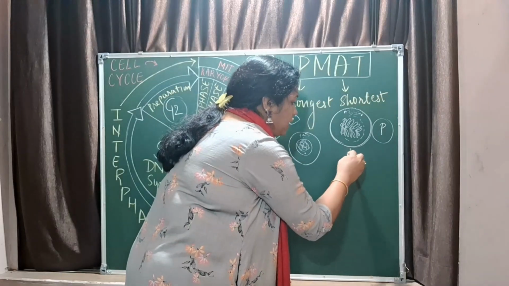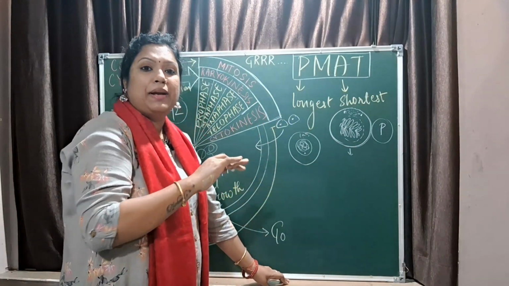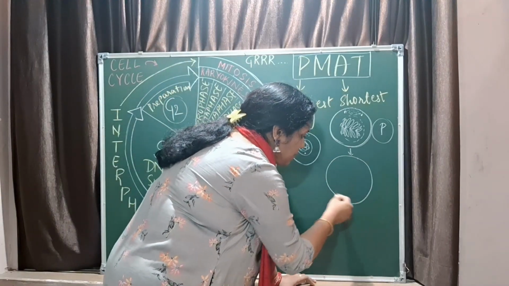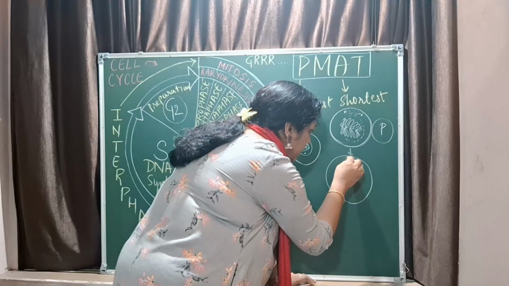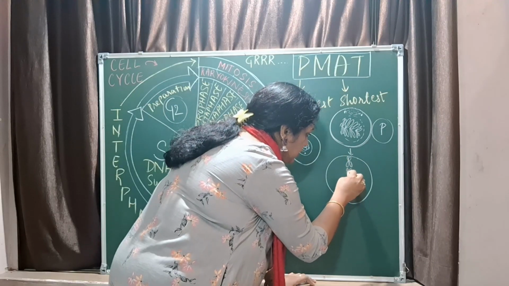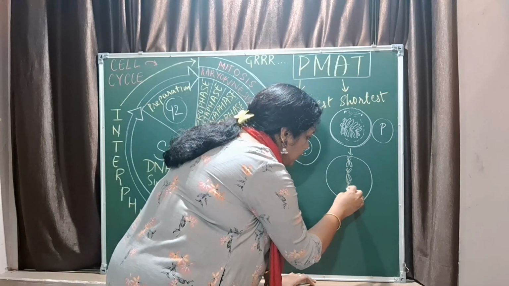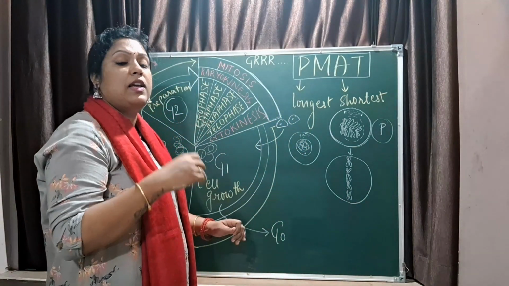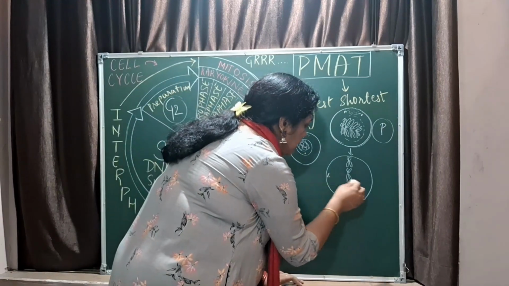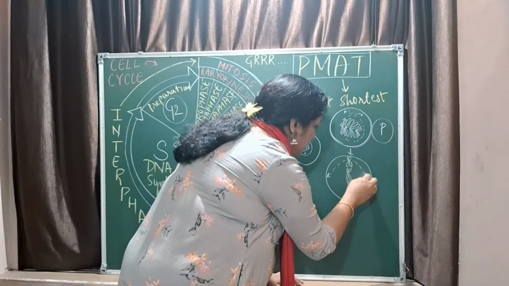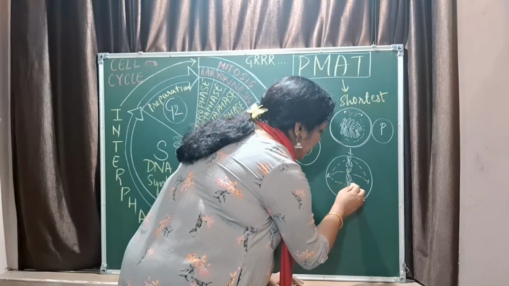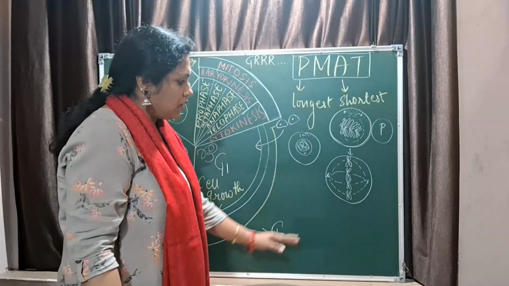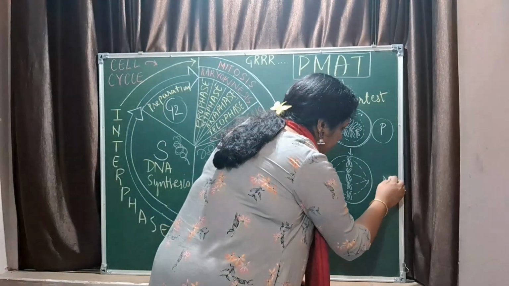Now, after prophase, you have metaphase. Metaphase means middle line, in the midway. Here the nuclear membrane has already disappeared, so the chromosomes will align themselves in the equatorial plate, in the central line. This is how you recognize which stage the cell is in. The spindle fiber is attached to the centromere. So this is your metaphase.